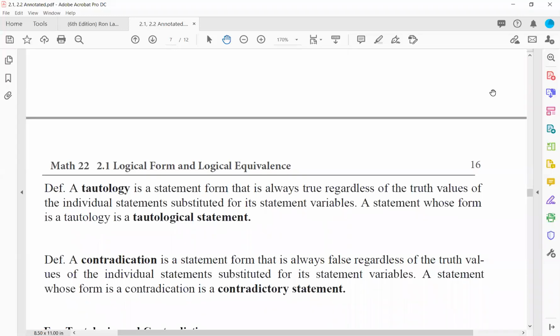Some definitions. We say that a statement is a tautology if it's always true. So a tautology is a statement which is always true. We usually denote a tautology by T. We have something that we call a contradiction, which is a statement that is always false. We usually denote a contradiction by C.